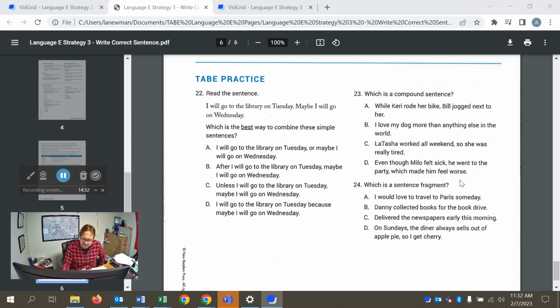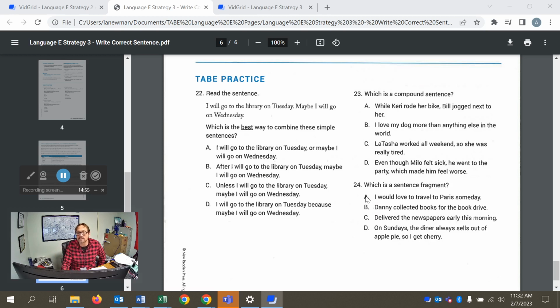And then 24, which sentence is a fragment? It's C, delivered the newspaper early this morning. So we got a verb, but we don't have a subject that the verb delivered is linked to. If it said, David delivered the newspapers, then we'd have a complete sentence. Let's work through the other answers real quick.